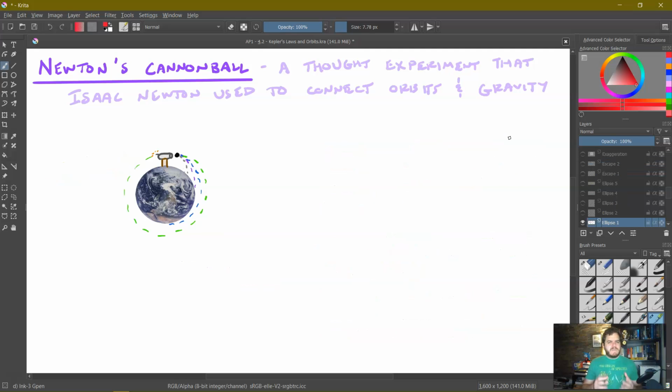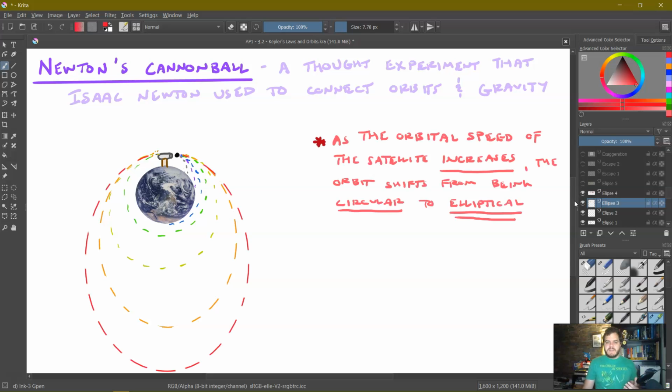But what happens if we fire the cannon even faster? Well, if we start to do that, it's going to start looping out further away from the planet, but it's going to be pulled eventually back. So now I fire it even faster, okay? And I fire it even faster again. And what we notice, as we fire it faster and faster, the circular orbit begins to morph and shape into an elliptical orbit. So as the orbital speed increases, we go from a circular orbit to an elliptical one.